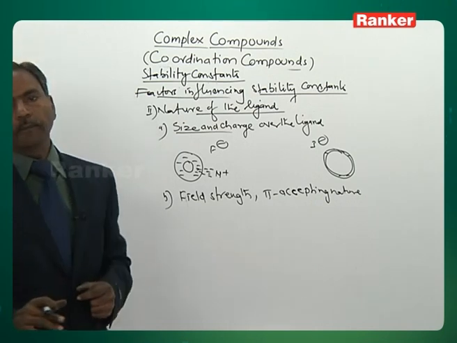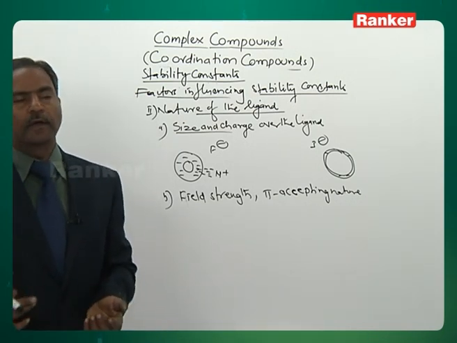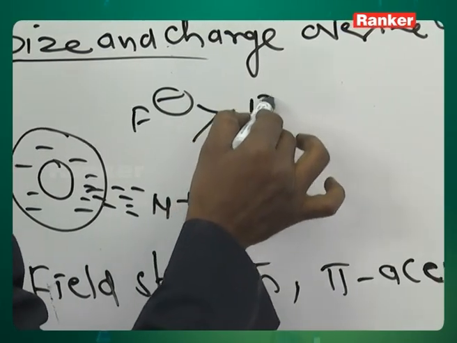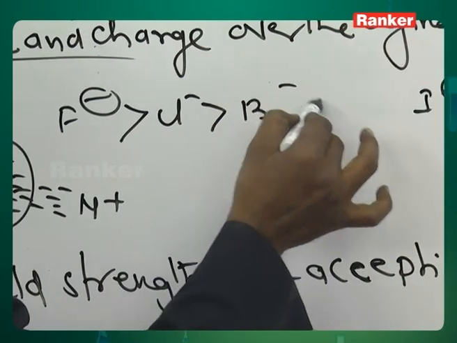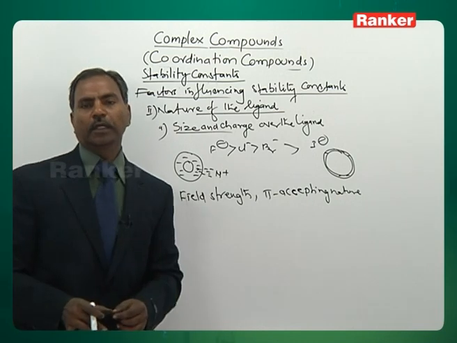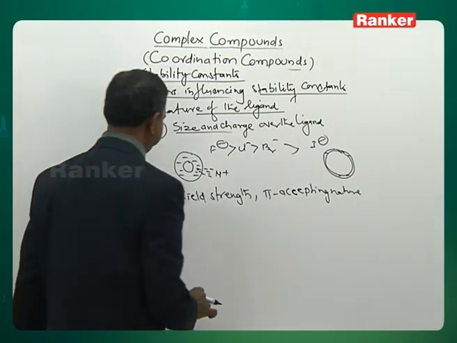Once you talk about only halide complexes, the order of stability is: the fluoride complex is more stable than chloride, chloride is more stable than bromide, and bromide is more stable than iodide. This is the order of stability of the halide complexes.